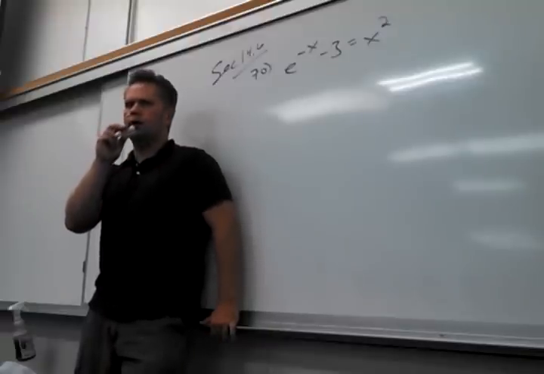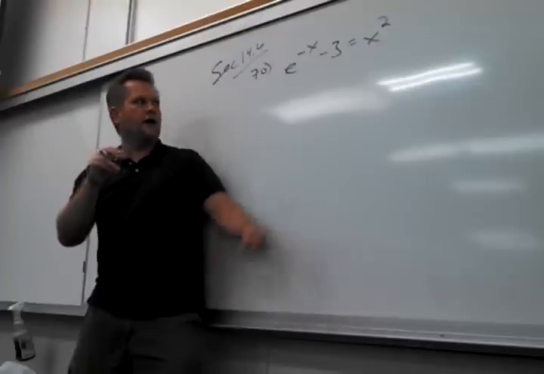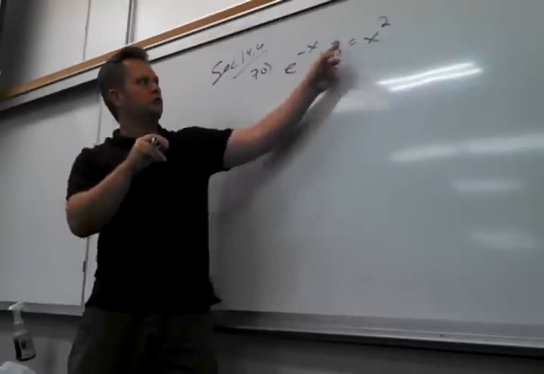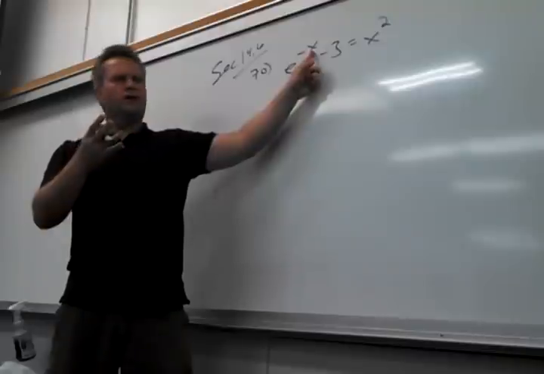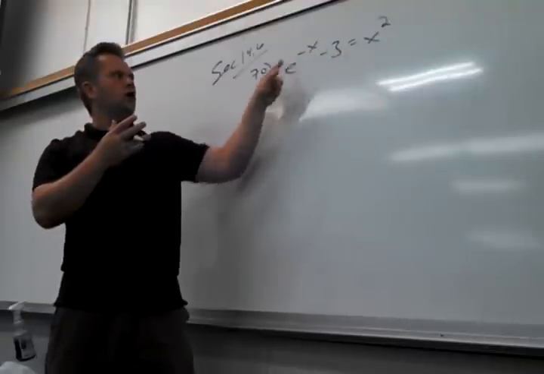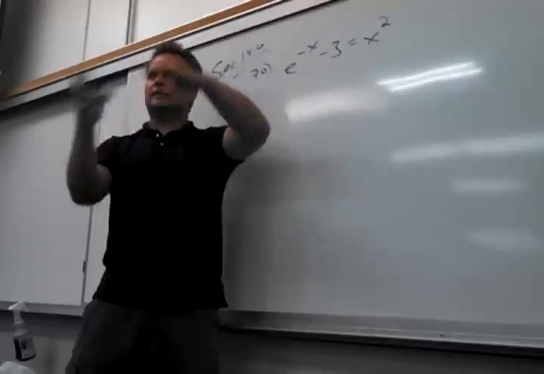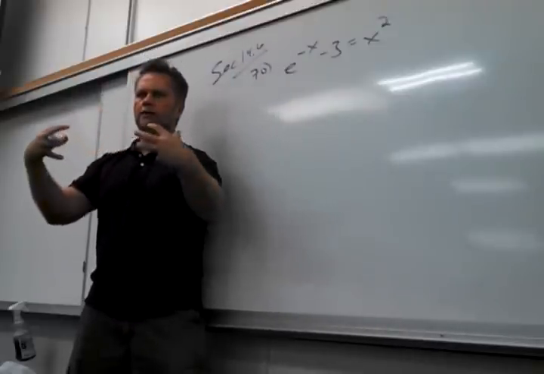I don't know if you guys can see that. Is there any way to get x by itself? I mean, if I square root, well, the x is still there. That's not going to be good. If I add 3 and then do the natural log to kill the e, well, then the x will be inside the natural log. There's no way to get x by itself.